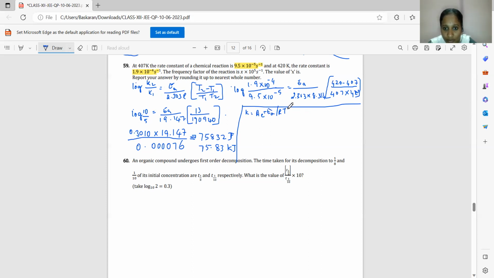So if you are applying log on both the sides, you will get log K is equal to log A minus Ea by 2.303 RT. Okay, now log of 1.9 into 10 power minus 4 is equal to log A. How much have they given? They have given x into 10 power 5. So x into 10 power 5 minus the Ea value, how much is it?